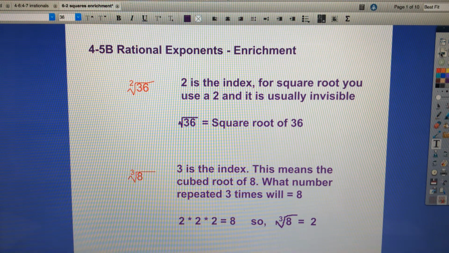Right, let's take a look at some enrichment, because not everything has to be just at 8th grade level. Let's see what's coming up, what's next, what's going to happen when you get to algebra.